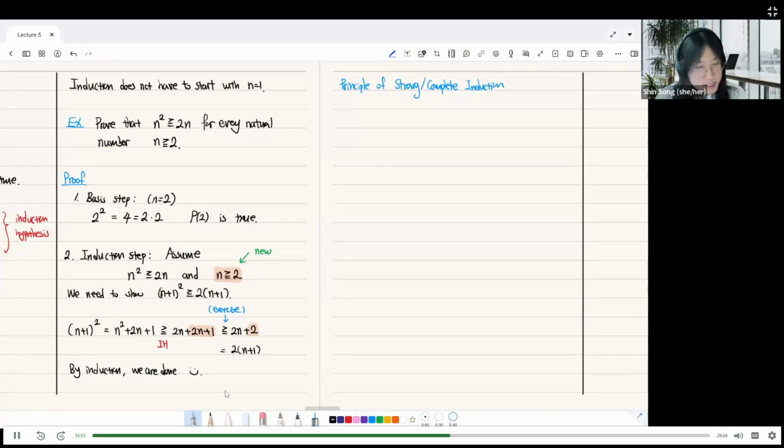All right, so what's different with the strong or complete induction? It's still going to be 2 steps. So we have the basis step, and then the induction step.